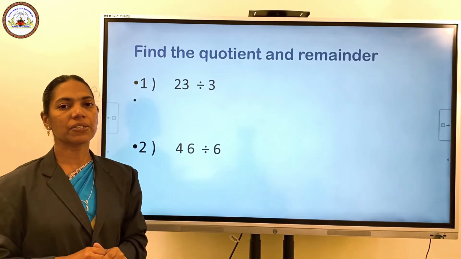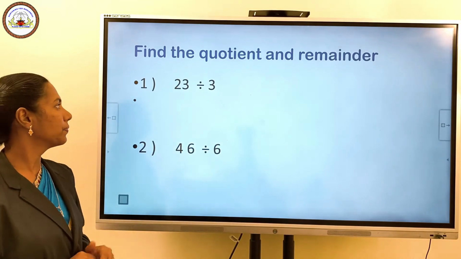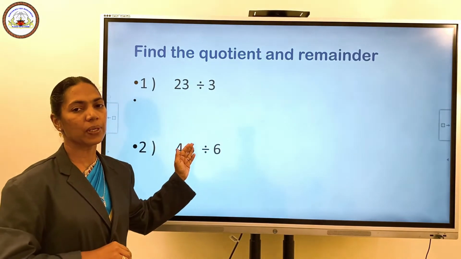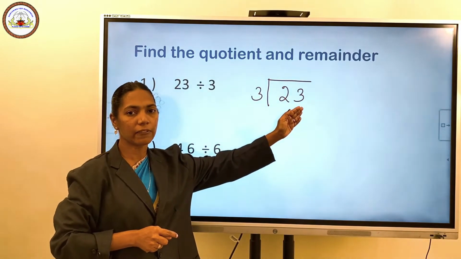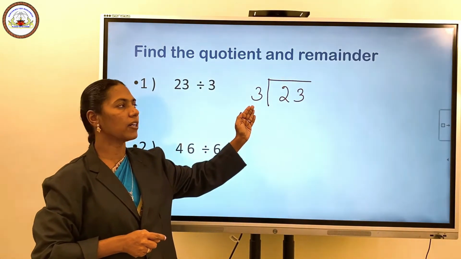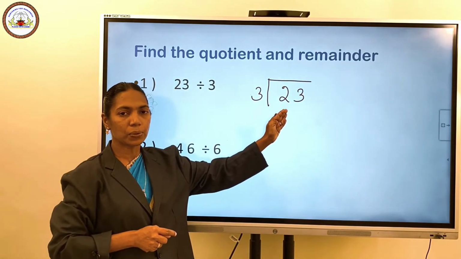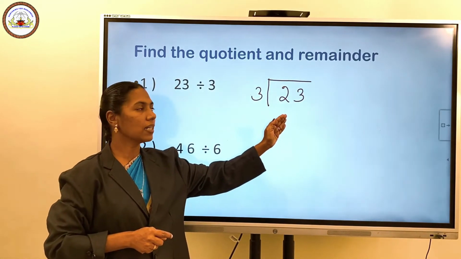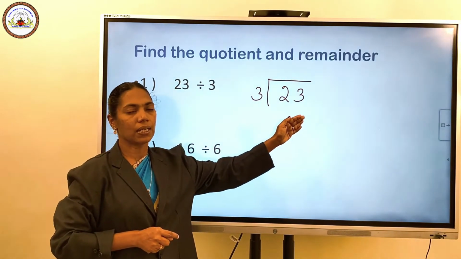Now using long division method, find the quotient and remainder. First question is 23 divided by 3. So here 23 is the dividend, 3 is the divisor. Take first digit 2. Here 2 is less than 3, so we cannot divide. So take 23.